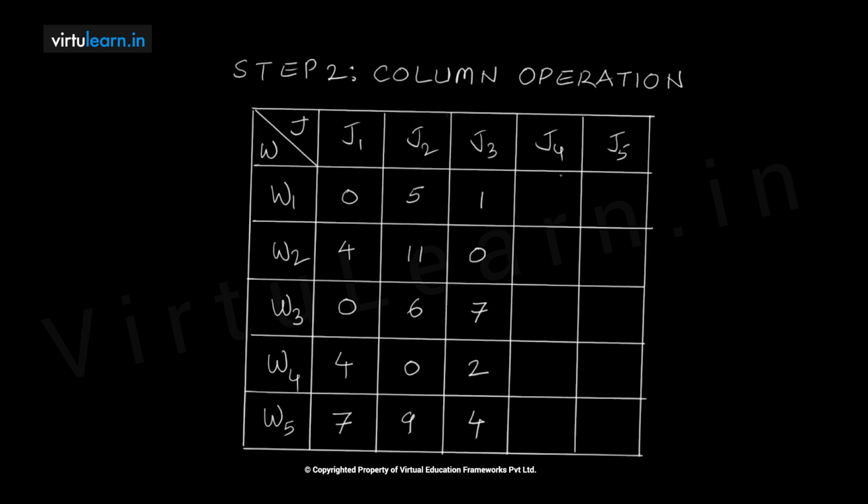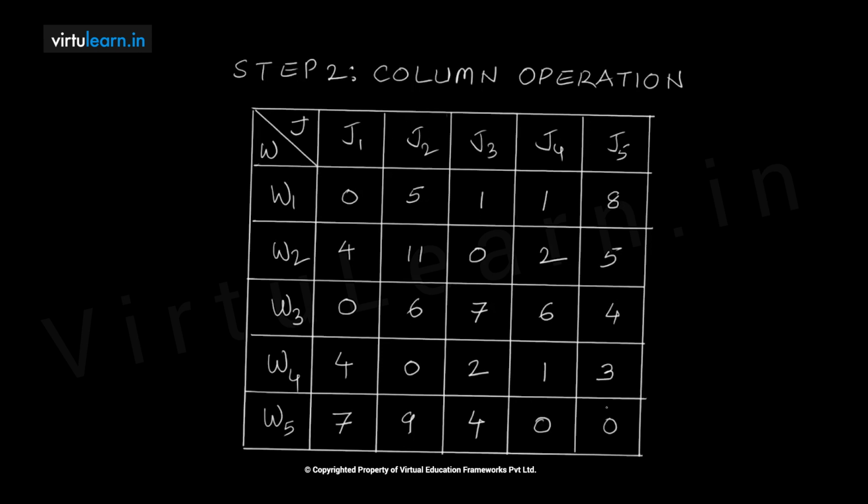But when it comes to column J4, the least element is 5. So 6 minus 5, 1. 7 minus 5, 2. 11 minus 5, 6. 6 minus 5, 1. 5 minus 5, 0. Then in the last column, here also 0 is the least element. So the column comes as it is, like 8, 5, 4, 3 and 0.